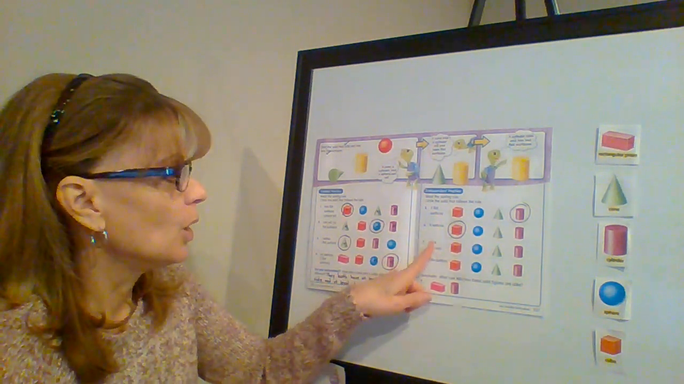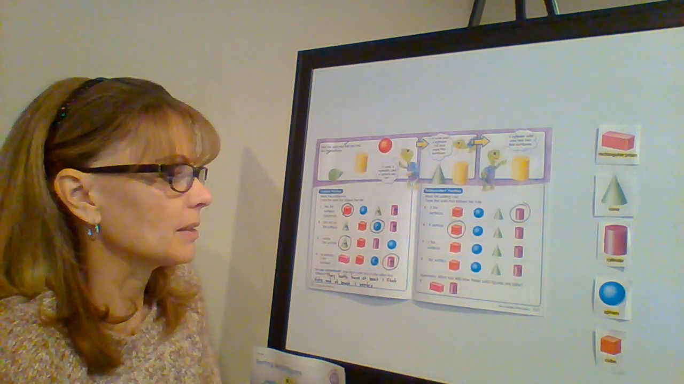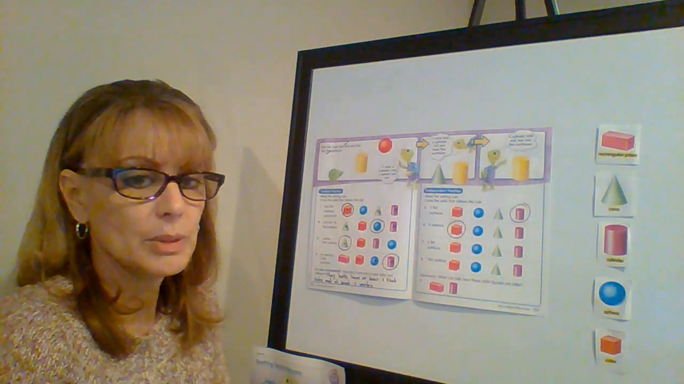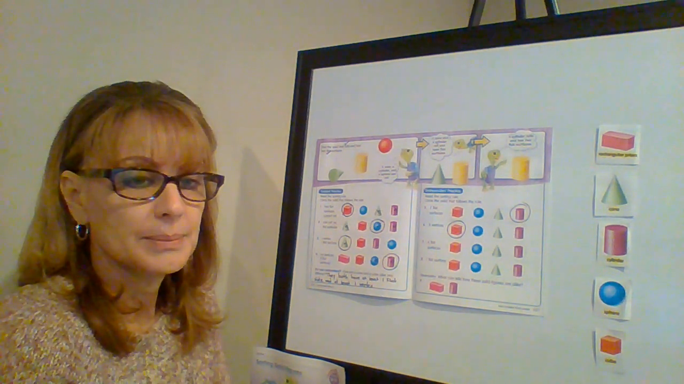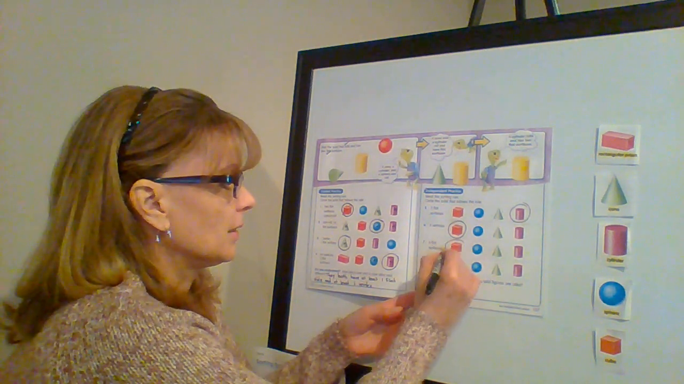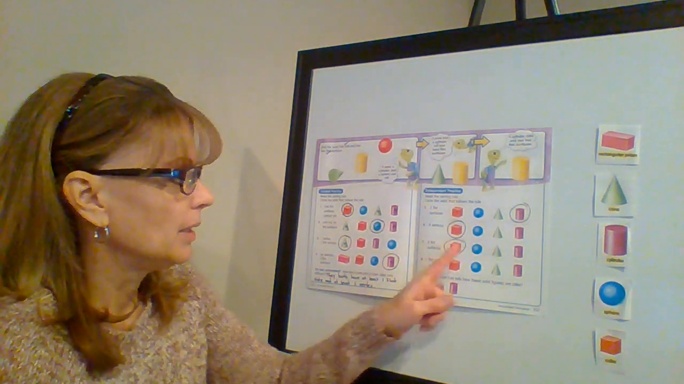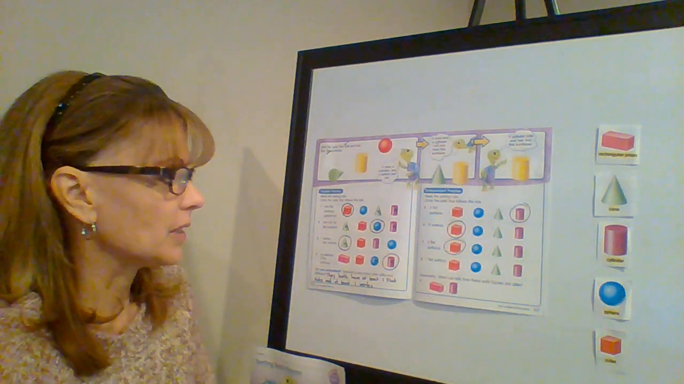Number 7. Which one of these solid figures has 6 flat surfaces? Go ahead and circle your answer. Which one has 6 flat surfaces? Again, it's the cube. No flat surfaces, 1 flat surface, 2 flat surfaces.